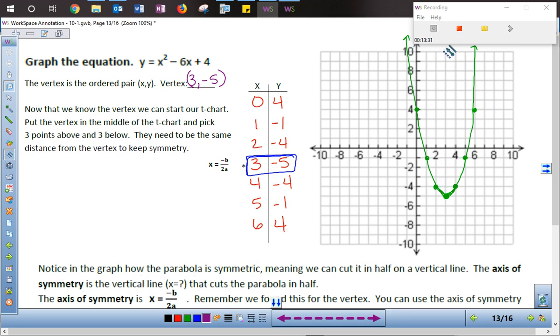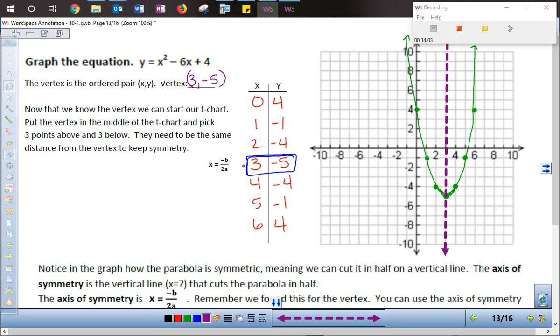Now notice the parabola is symmetric. It looks like if we were to tear it in half right down the middle, everything on this side would be the exact same as everything on this side. That means there has to be an axis of symmetry in my graph. Now the axis of symmetry is a vertical line that goes right down the center of the parabola. So let's take a second and draw a dashed vertical line down the center of my graph.